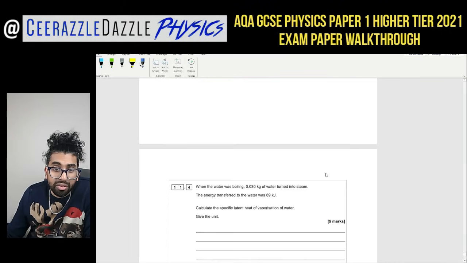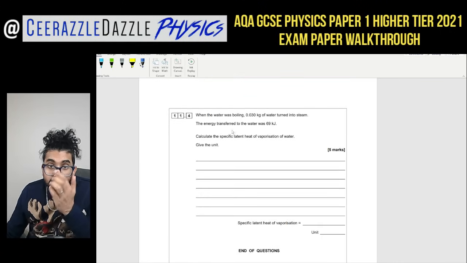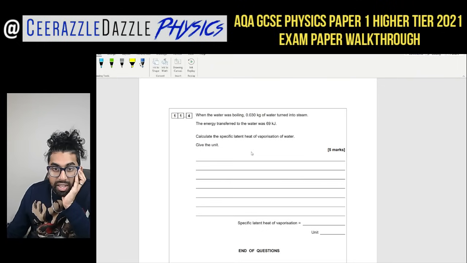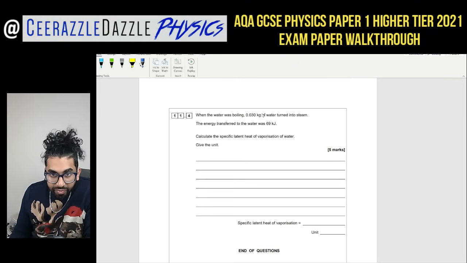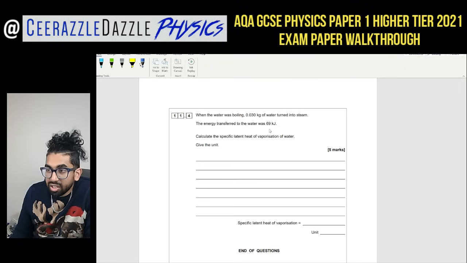Okay, last one now. So last one. Okay, when the water was boiling, 0.03 kilograms of water turned into steam. The energy transferred to the water was 69 kilojoules. So when it was boiling, that's how much water turned into steam. The energy we transferred to the water was 69 kilojoules here.